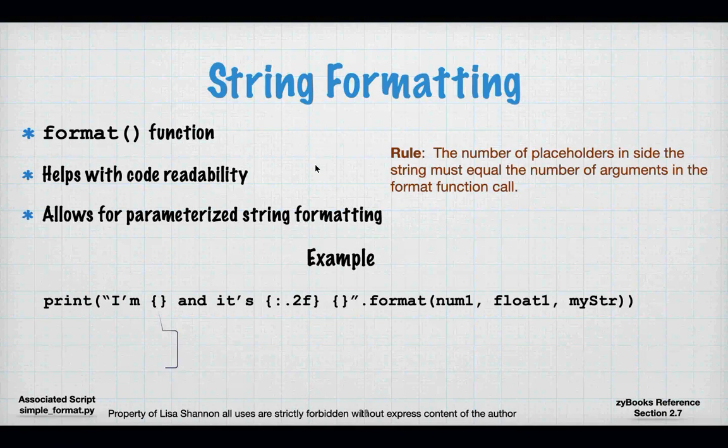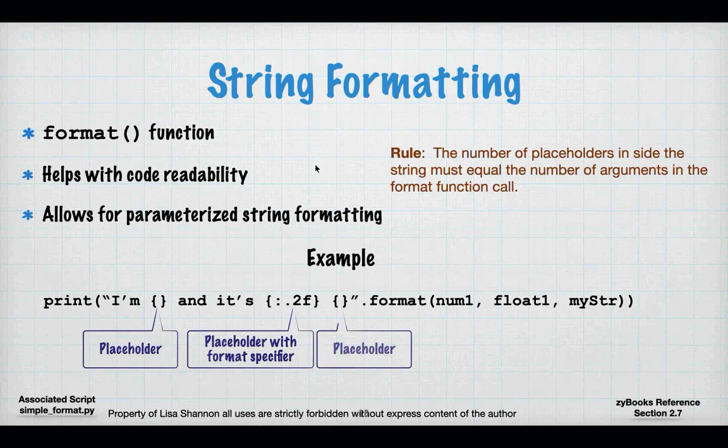Here's an example. You have a placeholder. So a placeholder is an open squiggly brace and a closed squiggly brace, and potentially with something in between. There are three placeholders in this example. And by the way, it doesn't have to be a print function. This is just inside a print function call. So I have a placeholder that's empty, and that's completely fine. That usually indicates that you're going to be putting a string, potentially an integer, into it.